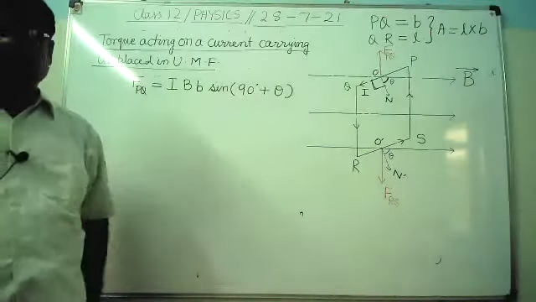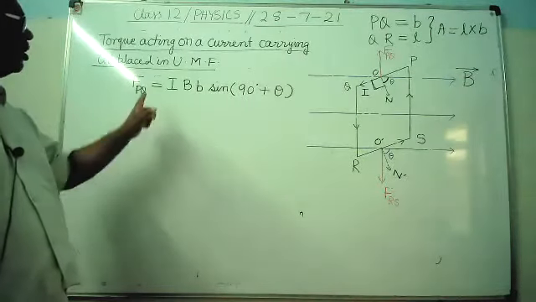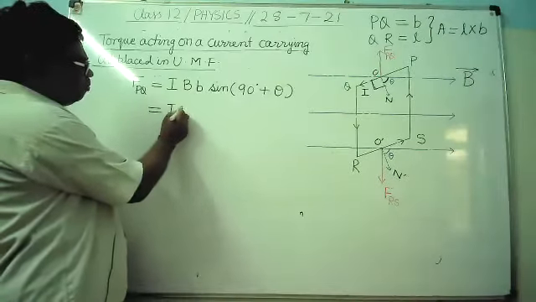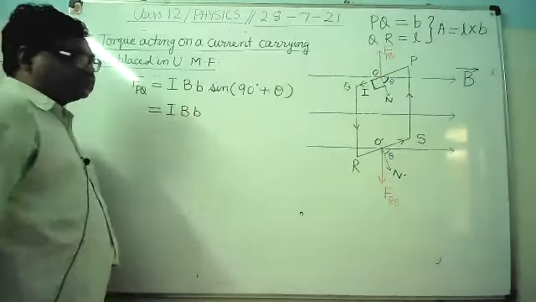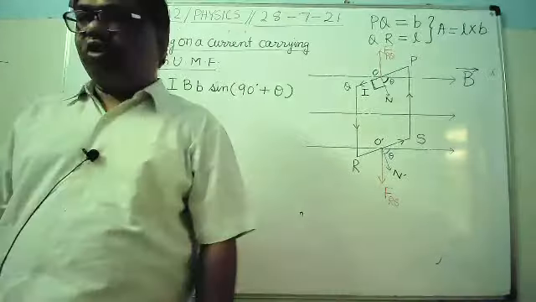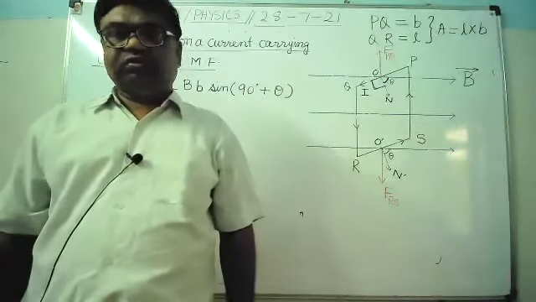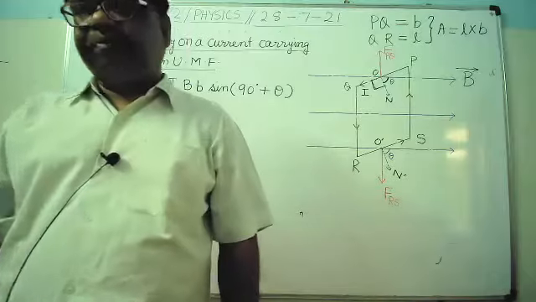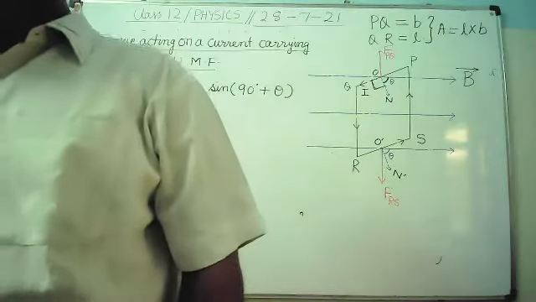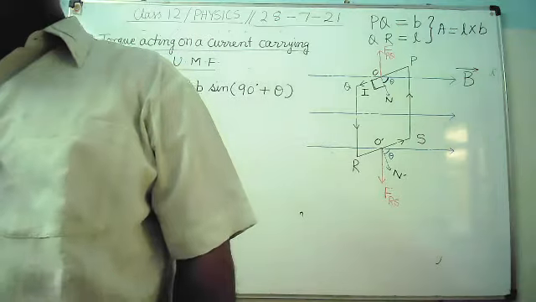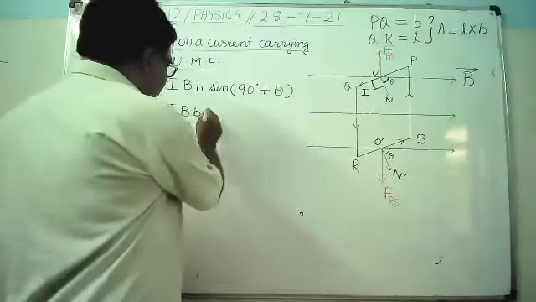In the diagram, I have already shown this very clearly. So what will the force be? It will be I B sin(90 plus theta), equals how much? Who can tell? sin(90 plus theta) is equal to cos theta. It is equal to cos theta.